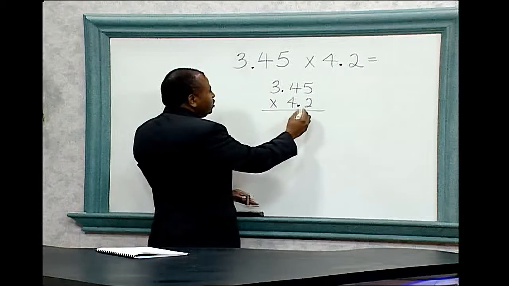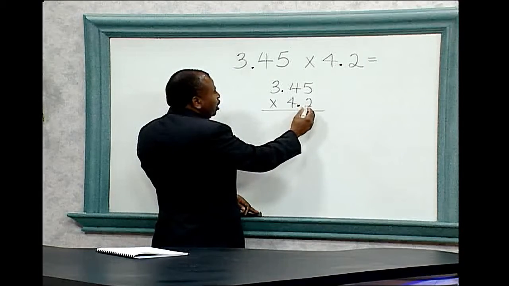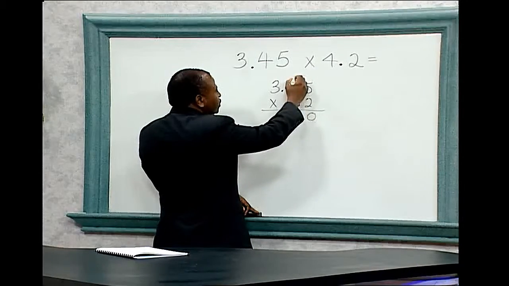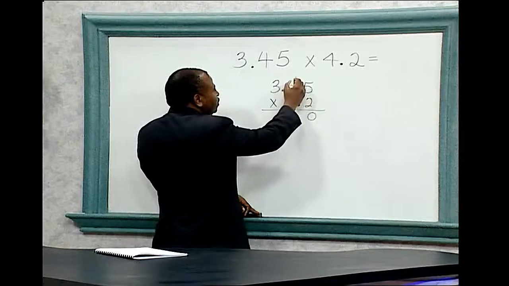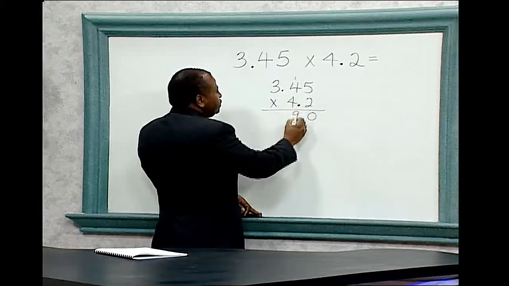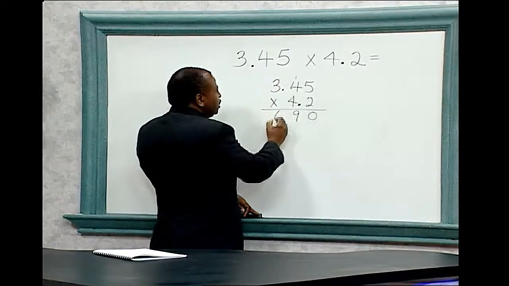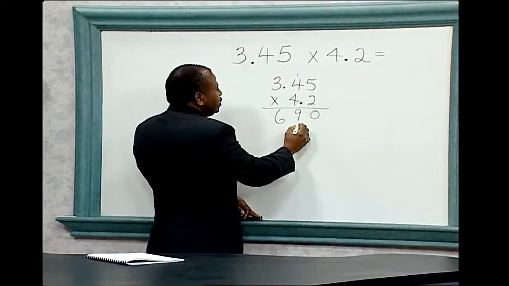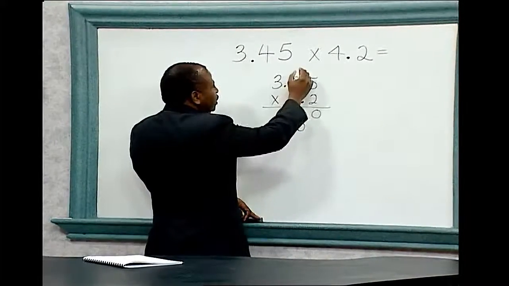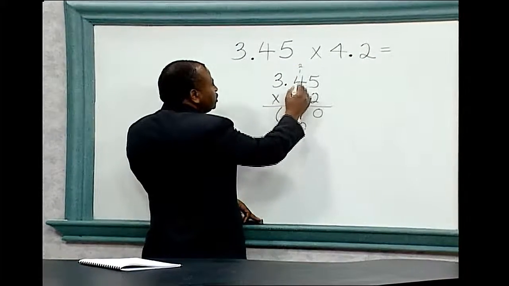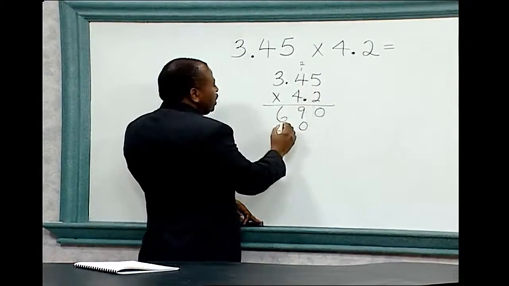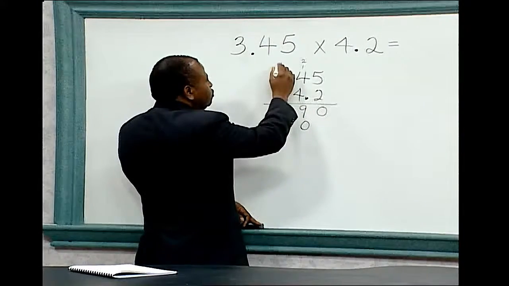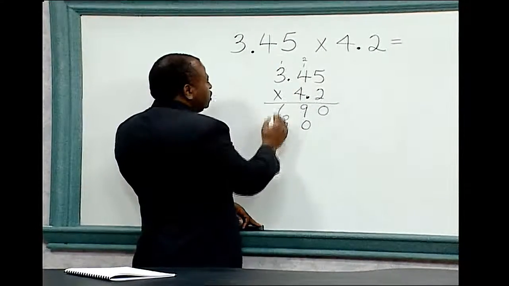Now we multiply just as we would a regular multiplication problem. 2 times 5 is 10, 0, carry the 1. 2 times 4 is 8, plus 1 is 9. 2 times 3 is 6. 4 times 5 is 20, 0, carry the 2. 4 times 4 is 16, plus 2 is 18, write the 8, carry the 1. 4 times 3 is 12, plus 1 is 13.